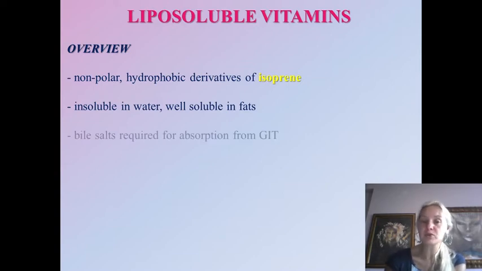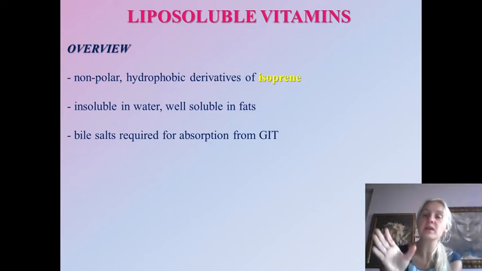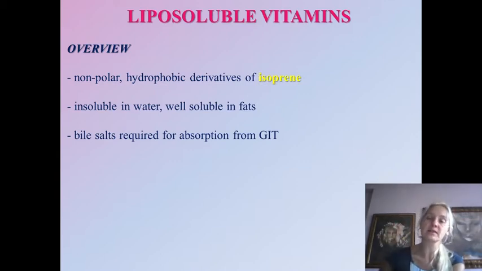But for that absorption, they require the action of bile salts in the way we require them for the absorption of lipid molecules. Because liposoluble vitamins are not soluble in water, and if you remember, we have that water protective layer from the luminal side of enterocytes, so we definitely need to overcome that obstacle. That is going to be in the way that products of lipid digestion together with liposoluble vitamins are going to be incorporated in the forms of micelles together with bile salts, forming much more soluble particles which can be readily absorbed from the GIT.